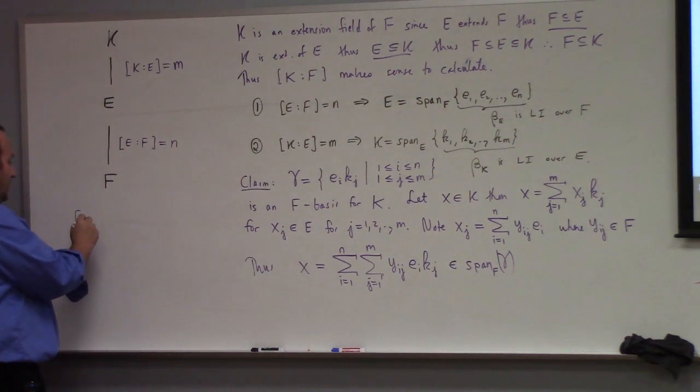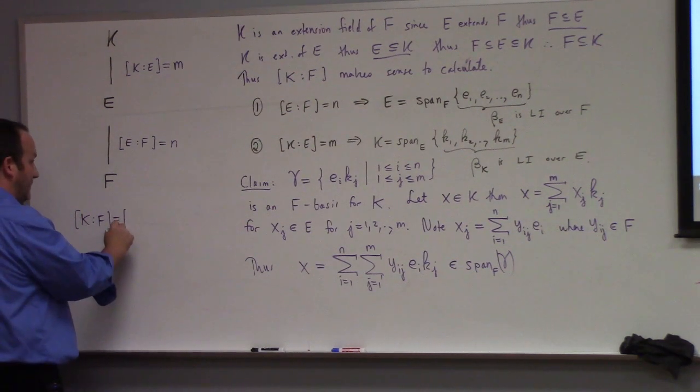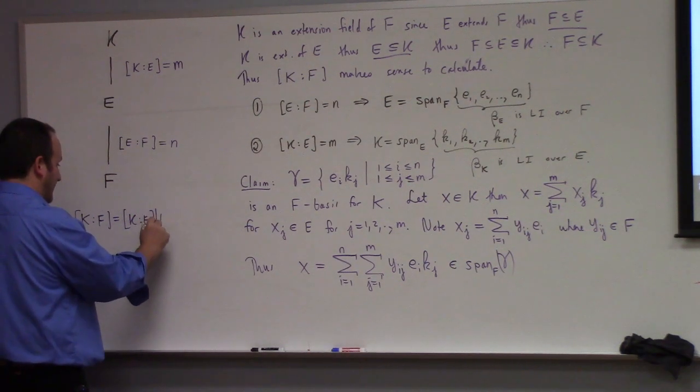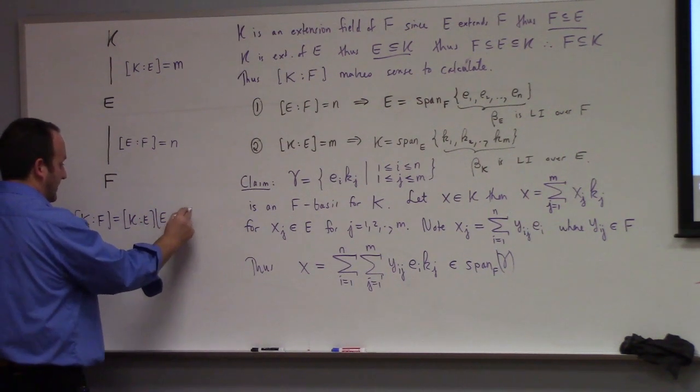The number of things in gamma is the dimension of K over F, and we've just proved that that's equal to m, which, by the way, is K over E, times n, which is, by the way, E over F, and there you go.